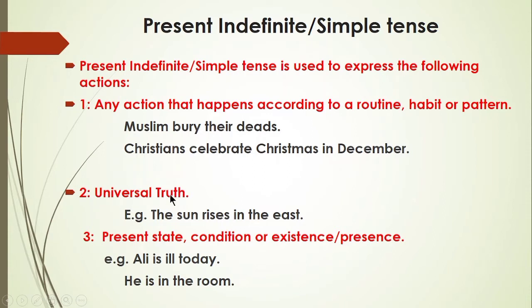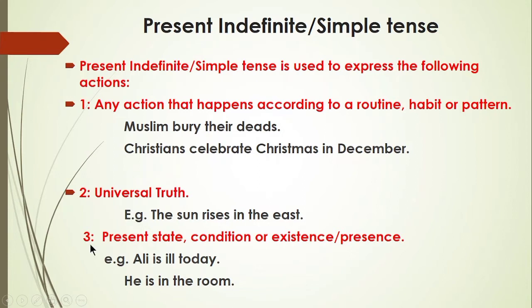Next, universal truth. Whenever we have a universal truth, it is expressed in present simple tense. For example, the sun rises in the east. Next, present state, condition or existence or presence is also expressed in present simple tense. Apart from them, we can also use present simple or present indefinite tense for newspaper headings. Apart from that, for narrating stories or describing something, we also use present simple or present indefinite tense.